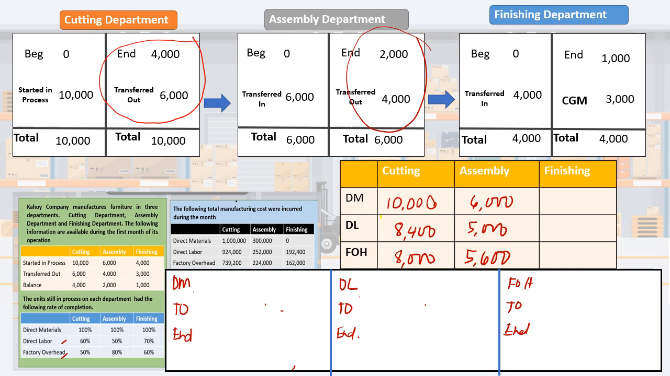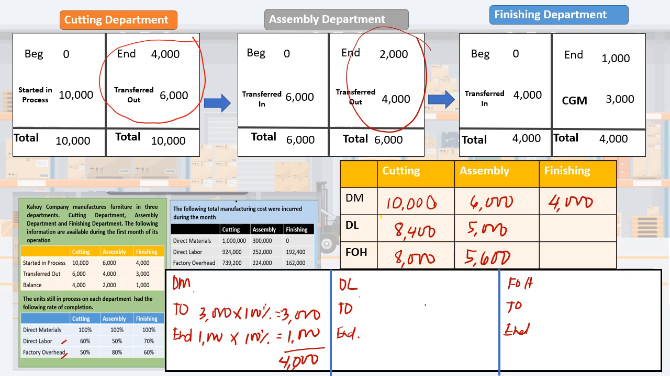Yung transferred out natin sa finishing department is 3,000 units. 100% completed daw yan. So, lagay natin 100. So, lagay natin dito 3,000. So, yung ending natin is 1,000. Times natin sa rate of completion, 100%. So, lagay natin 100%. So, lagay natin dito 1,000 units. So, therefore, ang equivalent unit of production sa direct materials under finishing will be 4,000 units. Lagay po natin dito 4,000 units.